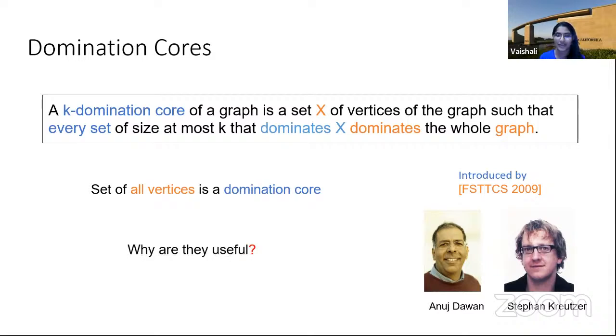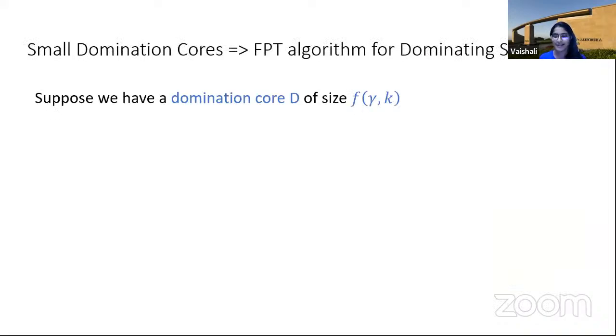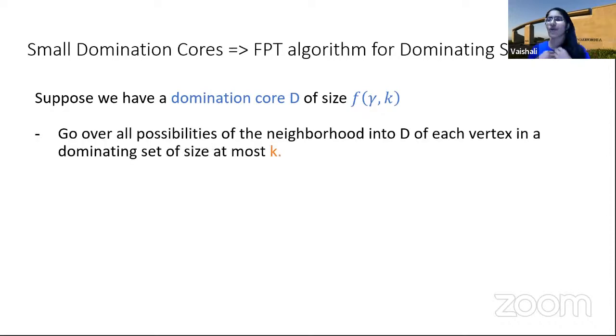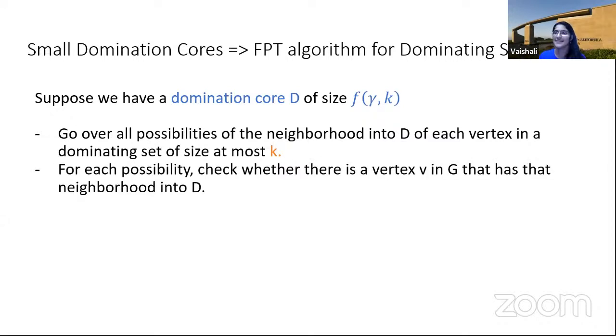But why are they useful? Small domination cores directly imply an FPT algorithm for dominating set. Let's see why that is so. It's a very simple algorithm. Suppose you have a domination core D of size f(gamma, k). Then my goal is to find a dominating set of this domination core. So now I'm going to guess the neighborhood into D of each of the k vertices in the dominating set that we are trying to find, and then check whether such a vertex exists in G. If over all guesses you are not able to find such vertices, then you return no. Otherwise, you obtain a dominating set.